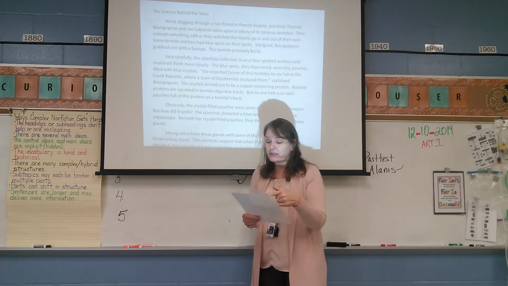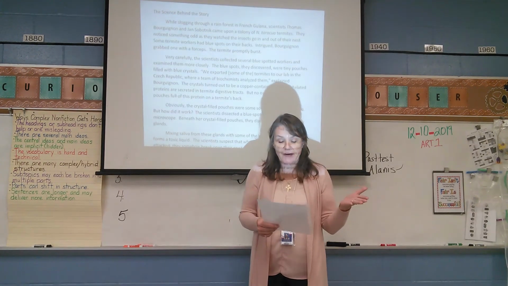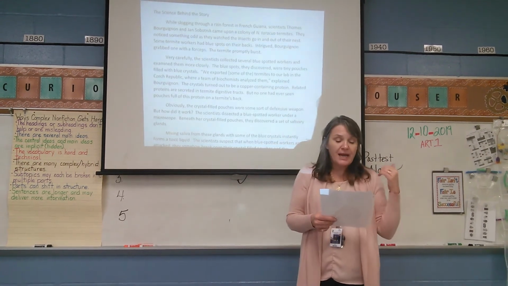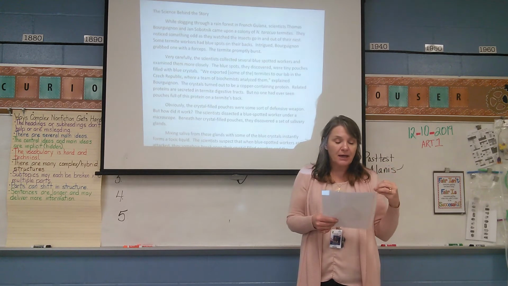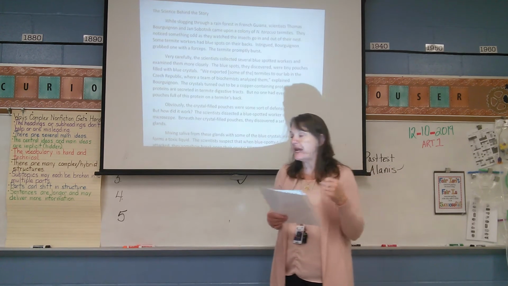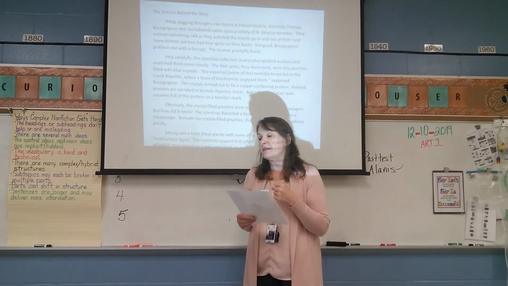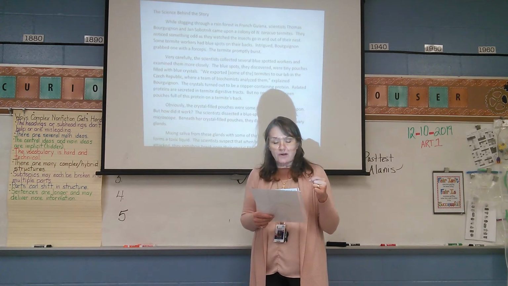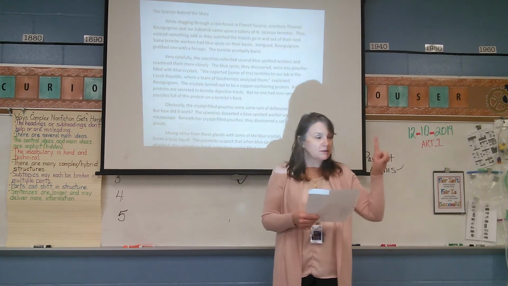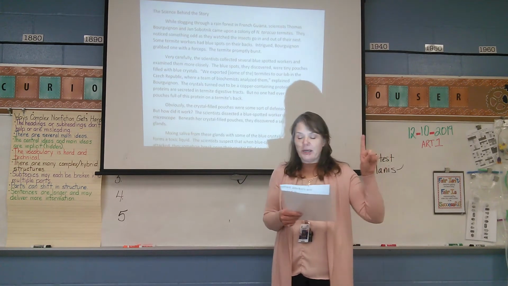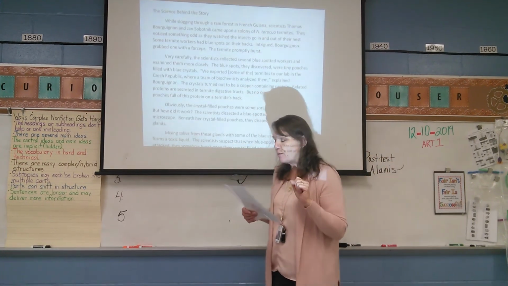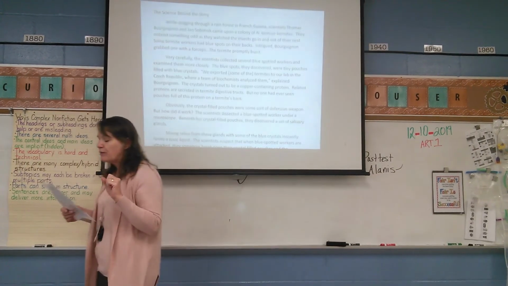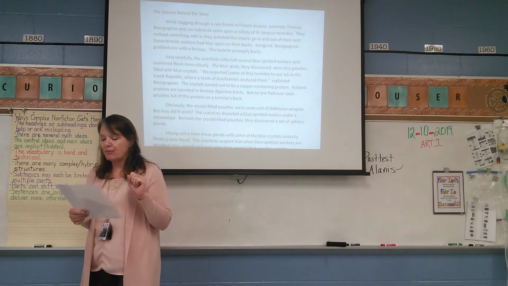When we're reading through this, we say, while slogging through a rainforest in French Guiana, scientists Thomas Bourguignon and Jan Sobotnik came upon a colony of N. tarancua termites. So N. tarancua is a type of termite. They noticed something odd as they watched the insects go in and out of their nest. Some termite workers had blue spots on their backs. Intrigued, Bourguignon grabbed one with forceps. The termite promptly burst.